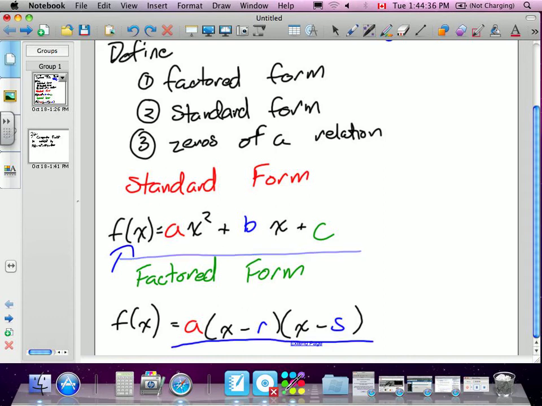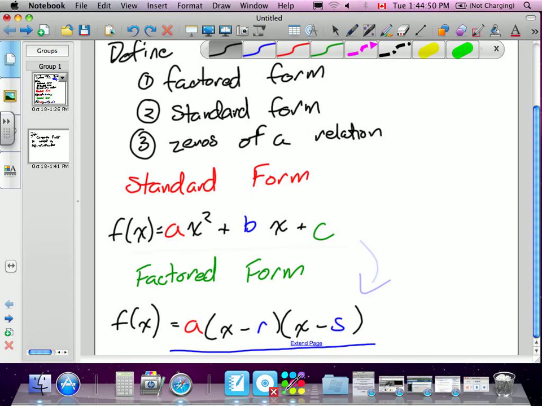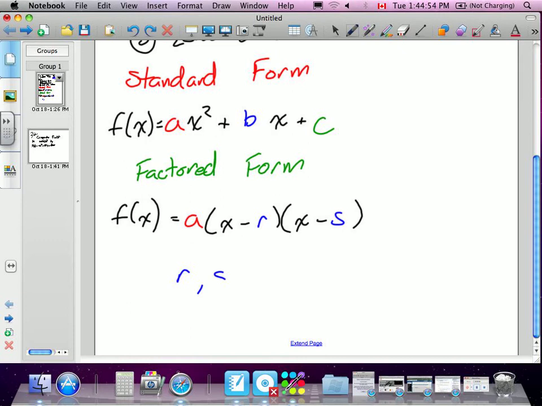So all it is, we're moving from a standard form to a factored form, which is exactly what we did last chapter. We were in our standard form, and we worked on factoring equations. Now, we're going to learn why we learned to factor those things. The reason we factored these is because R and S both represent the zeros of an equation.